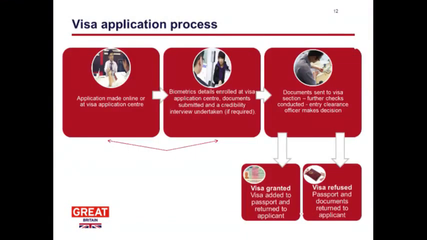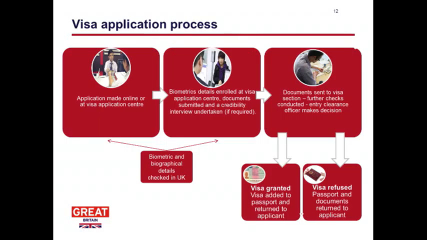So now let's just have a look at the visa application process. So you've got all your documents together, you're ready to apply. What do you do? You apply online, and you make your appointment to visit the application centre. Your biometric details are enrolled at the visa application centre, documents are submitted, and a credibility interview in some circumstances and in some countries will be taken.